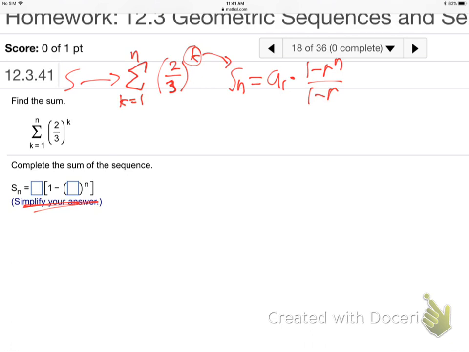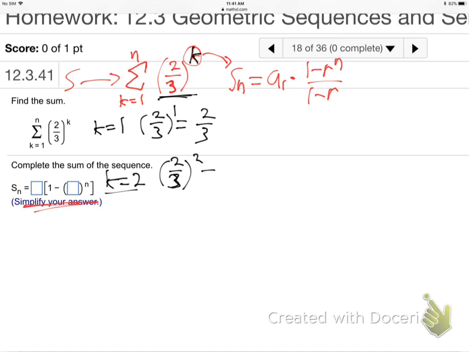So you know what I suggest? Let's just crank out 2 terms, and then we can tell what the first term is, and we can divide the 2 of those, or just look at them and tell what the r is. So let's do 2 terms. For 2/3 to the k, k's our variable here, let's plug in k equals 1. That's 2/3 to the 1, which is 2/3. And if we plug in k is 2, we get 2/3 squared, which is 4/9. So there's the first 2 terms.